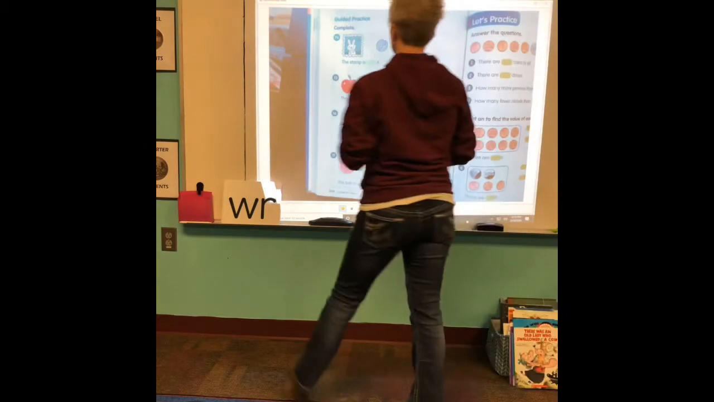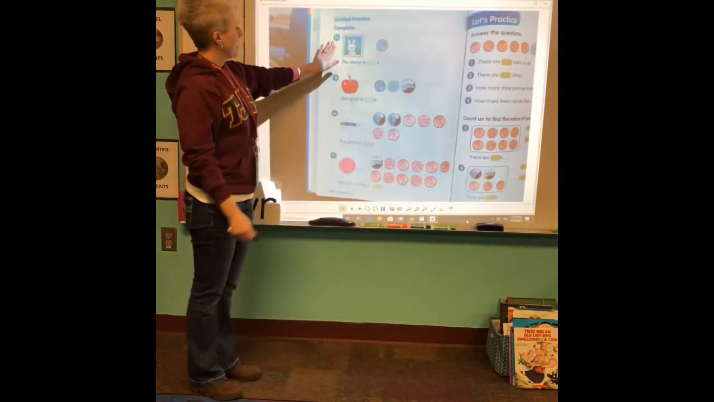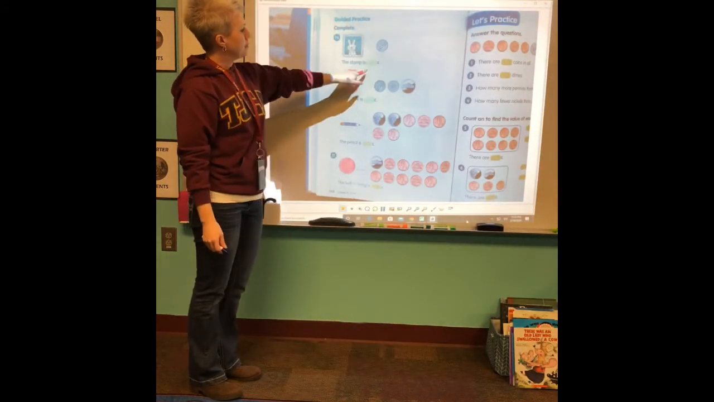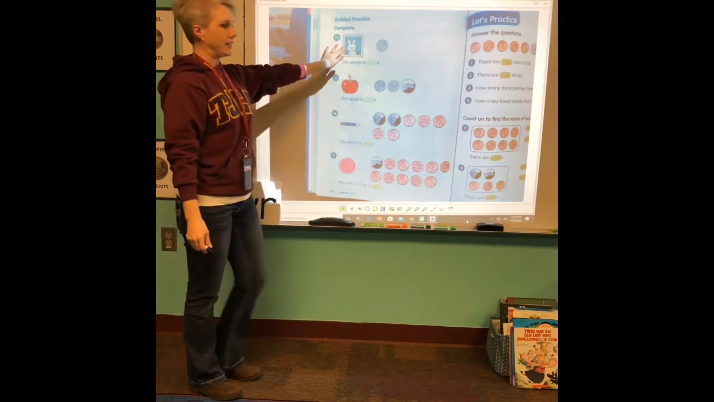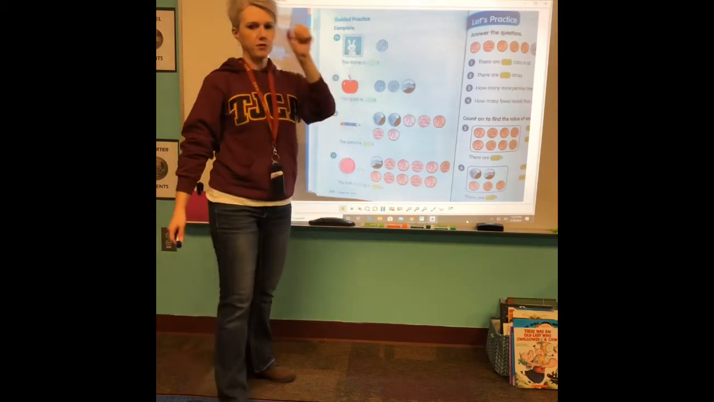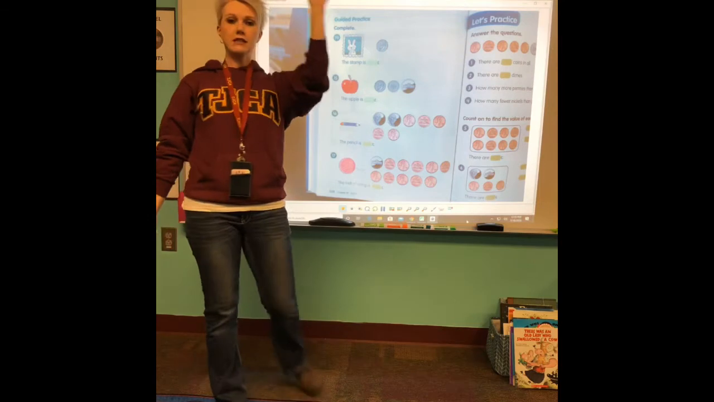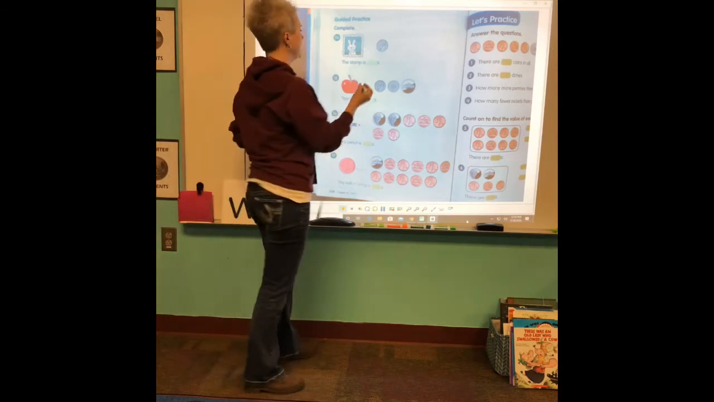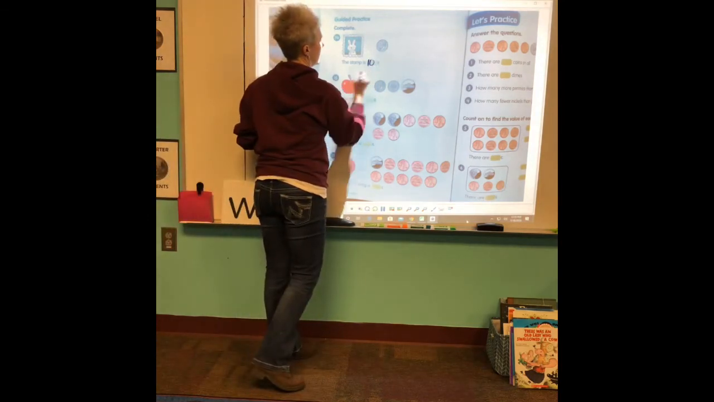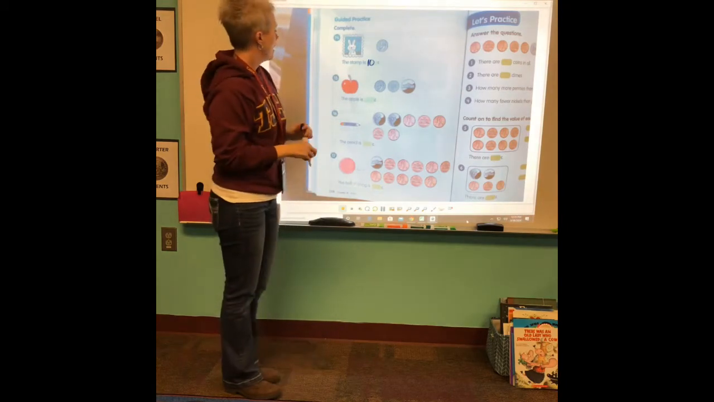All right, we're going to complete. The stamp is blank cent. If we're going to buy this stamp, we need 1 dime. How much is a dime worth? Throw it in your hand. Release it. Great job. 10 cents. A stamp is worth 10 cents. I wish it was.